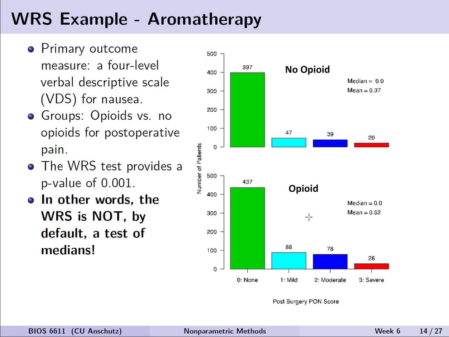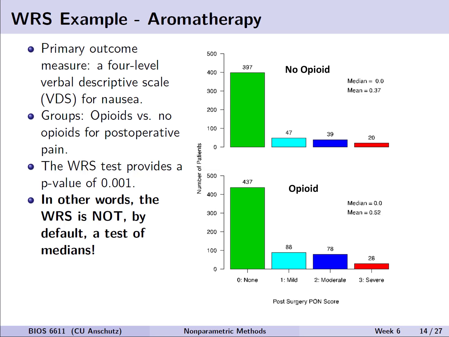As a different example, just to illustrate why it's not by default a test of the medians, let's look at a very simple case study of aromatherapy. The primary outcome measure was a 4-level verbal descriptive scale, or VDS, for nausea after an operation. We have two groups, one who received opioids and one who did not, for postoperative pain. The Wilcoxon rank sum test, if we were to incorporate this data and then do all the steps on the previous slide, should come up with a p-value of around 0.001.